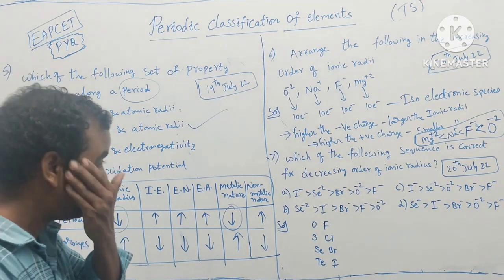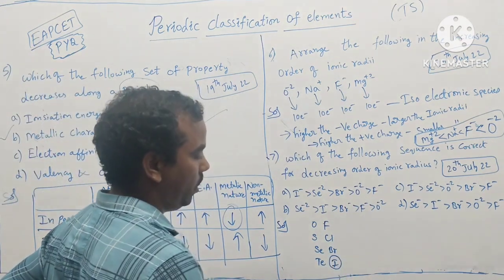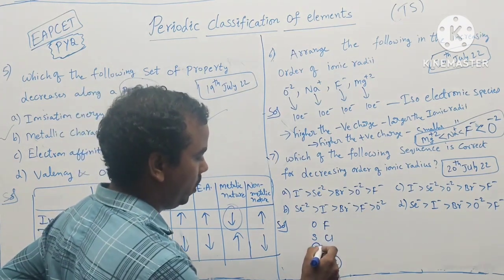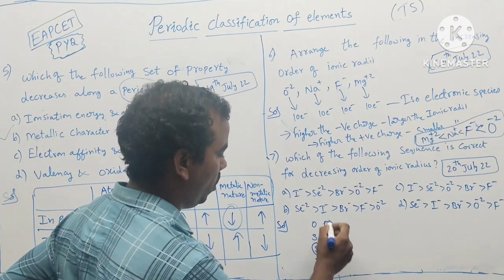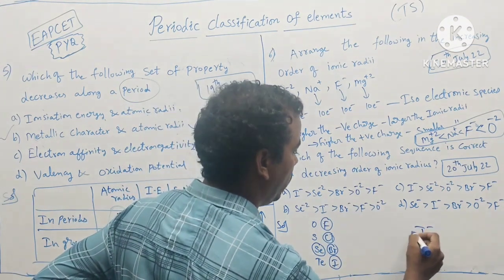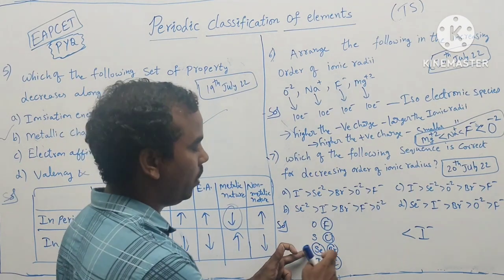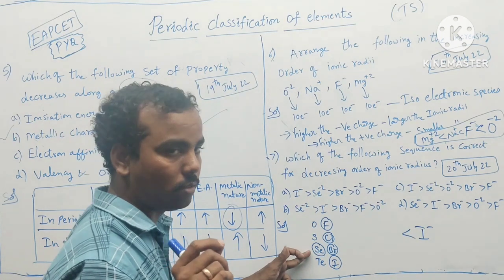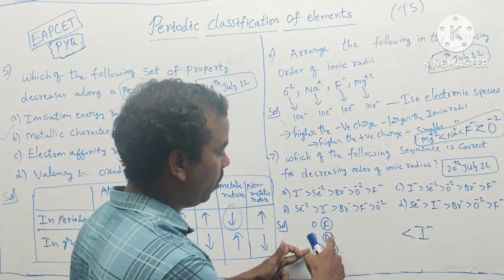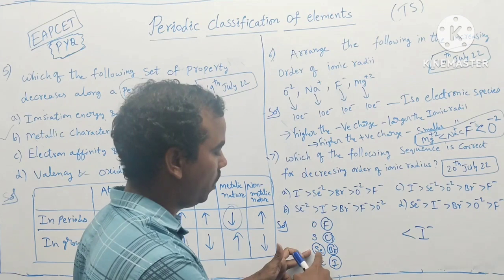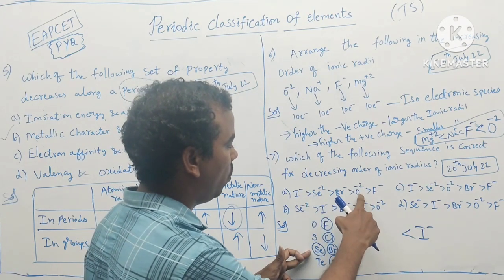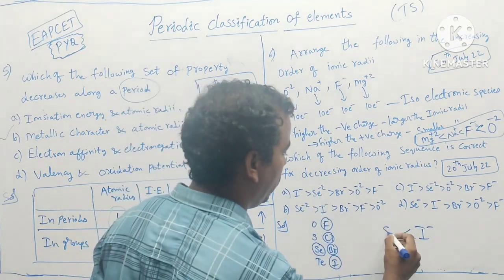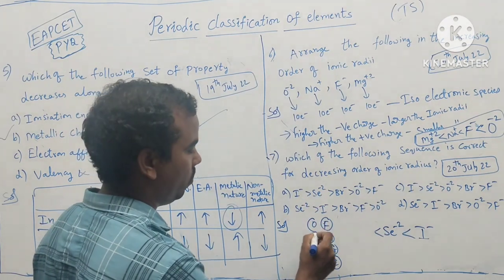So here, iodine number of shells are 2, 3, 4, 5 shells. Next Se, chlorine, bromine, fluorine. So I- has higher ionic radii. Next, when compared, Se and Br have the same number of shells, because of the fourth period, 4 shells are present. Se has higher negative charge, and Br has lower negative charge. That's why Se-2 is larger.